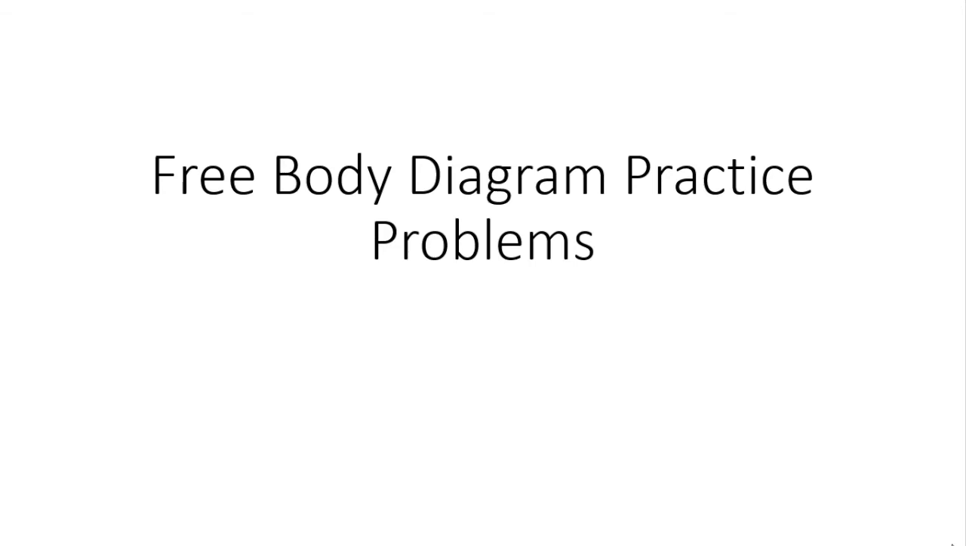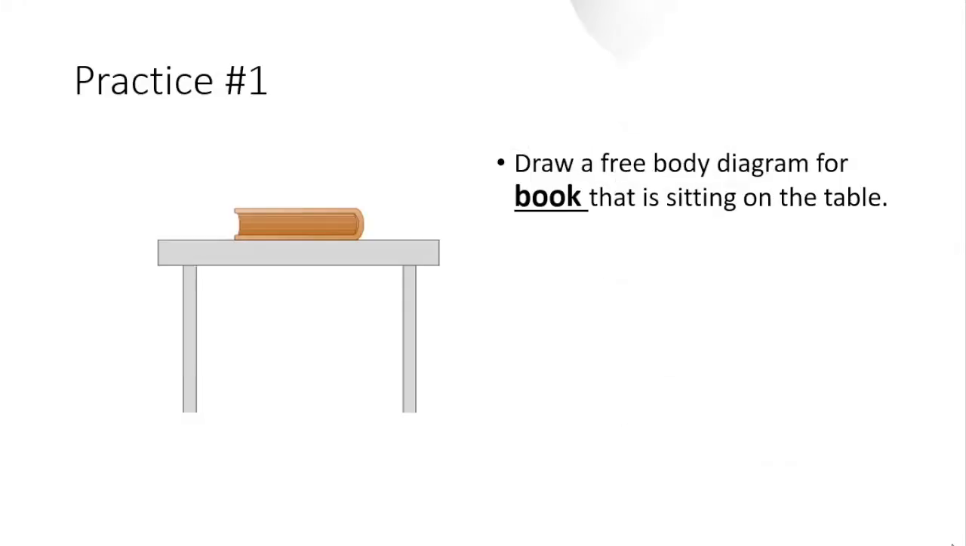Let's take a look at a few free body diagram practice problems. So the first practice problem we have is drawing a free body diagram for a book that is sitting on a table. Well, the first thing we need to do is identify what forces are acting on that book as it sits on the table.